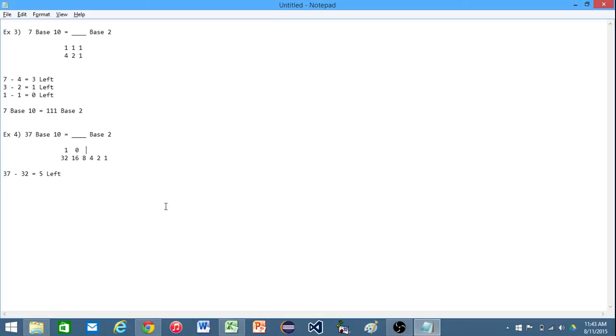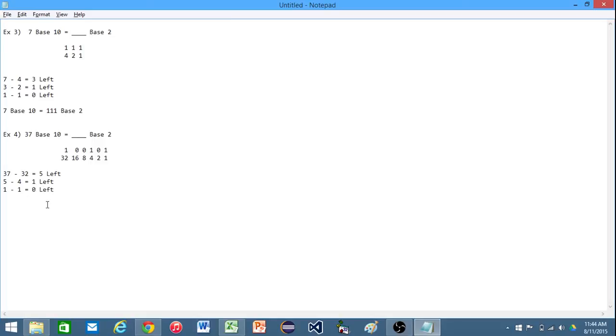So no. We go to the 8. Can 8 be taken away from 5? No. Can 4 be taken away from 5? Yes, so we put a 1 above that guy, and then we come down here and do our next subtraction problem. So now we say 5 minus 4, that is going to give us 1 left. We go to the 2, can we take away 2 from 1? No, and then we want to use our last one, and we can do our last subtraction problem. 1 minus 1 is equal to 0.